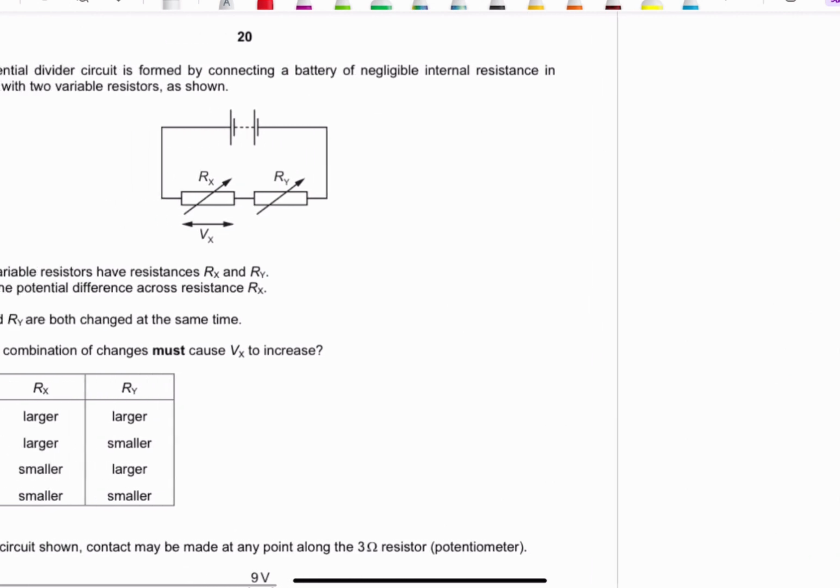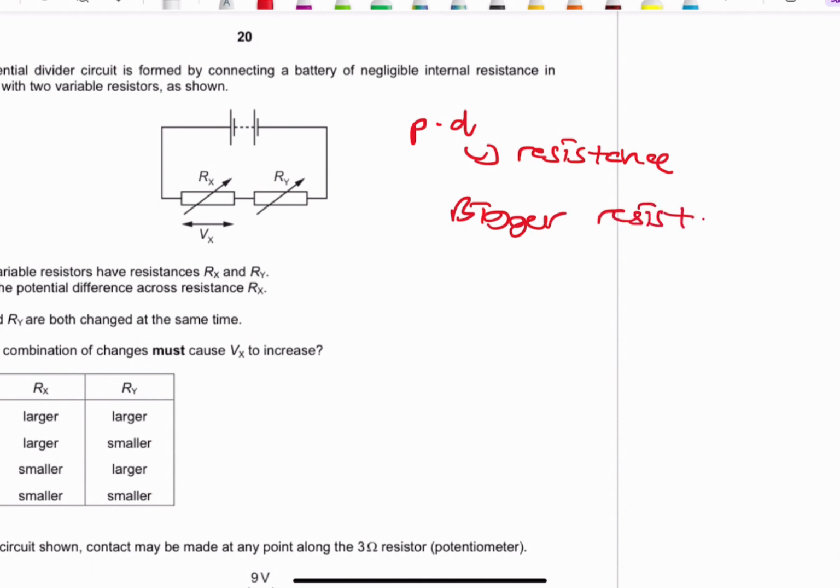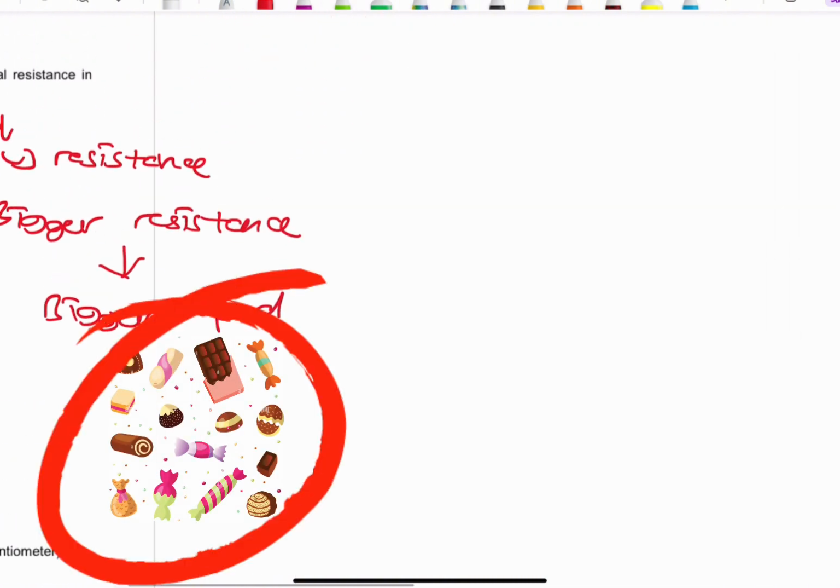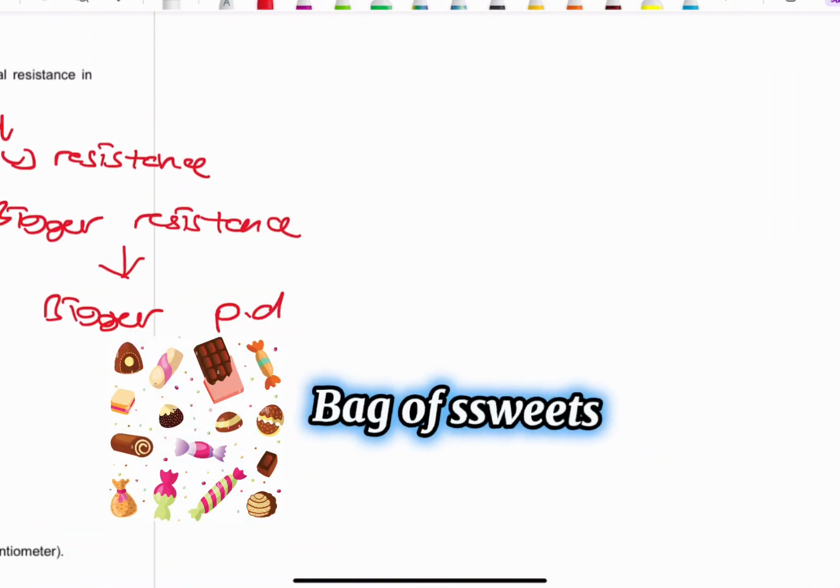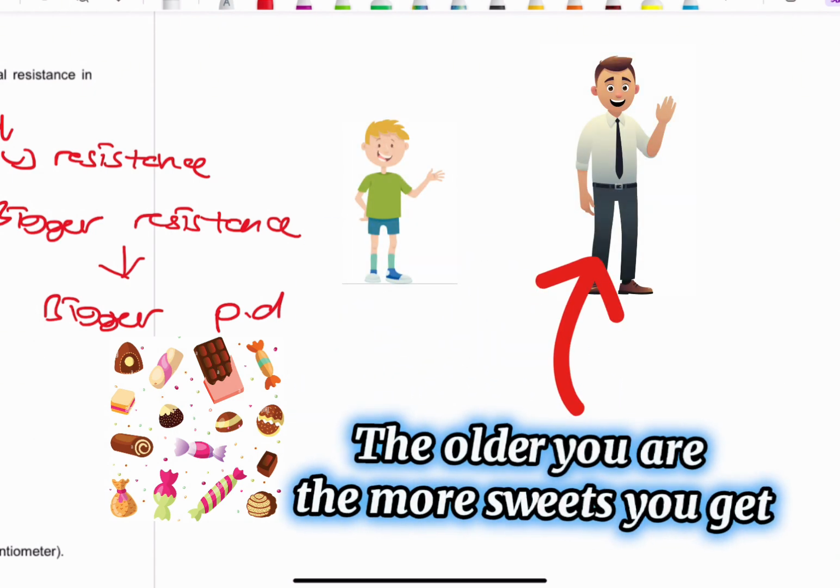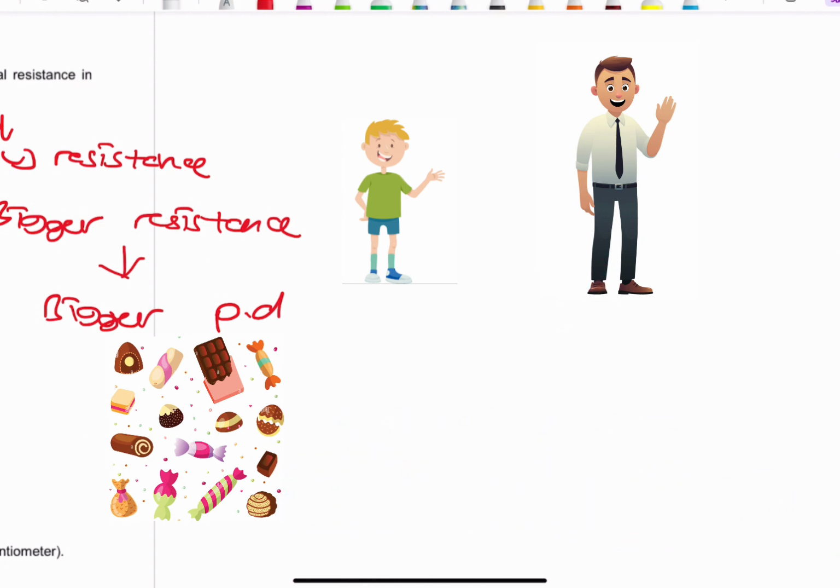Get this, guys. Potential difference, EMF, all these concepts are based on resistance, right? So the PD is related to the resistance. How so? The bigger your resistance, the bigger the PD that you get. I always give this example. Imagine you have a bag of sweets, and you're distributing it amongst two people. Then you say to them, the criterion that I'm going to use is age. The older that you are, the more sweets that you get. So person A is older than person B. They'll basically get more sweets because of their age.